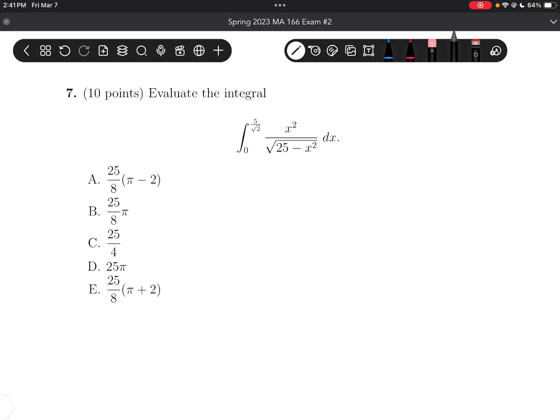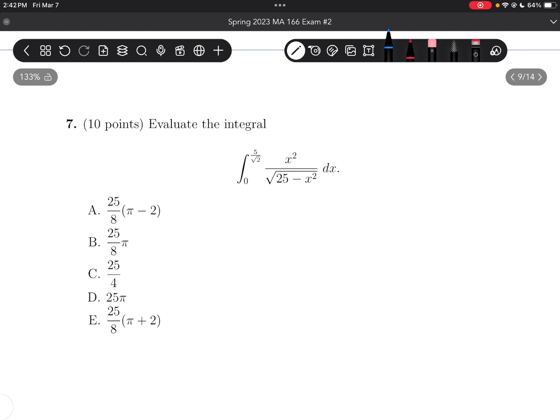Okay, problem 7 says, evaluate the integral from 0 to 5 over root 2 of x squared divided by the square root of 25 minus x squared. Anytime we have the square root of a constant minus some term squared, a really good option to use is trig substitution. Trig substitution is when we set our variable x equal to some trig function. And we can see why this is the case by looking at the Pythagorean identity. The Pythagorean identity states that sine squared theta plus cosine squared theta equals 1.